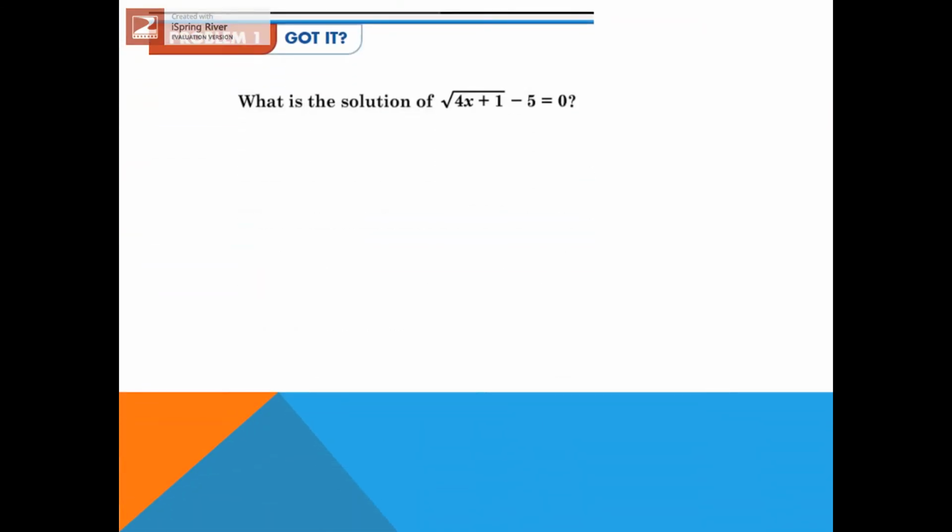Problem 1, got it? Let us solve this question. What is the solution of square root of 4x plus 1 minus 5 equals 0? I'll give you 10 seconds to answer this question. Timer starts now.